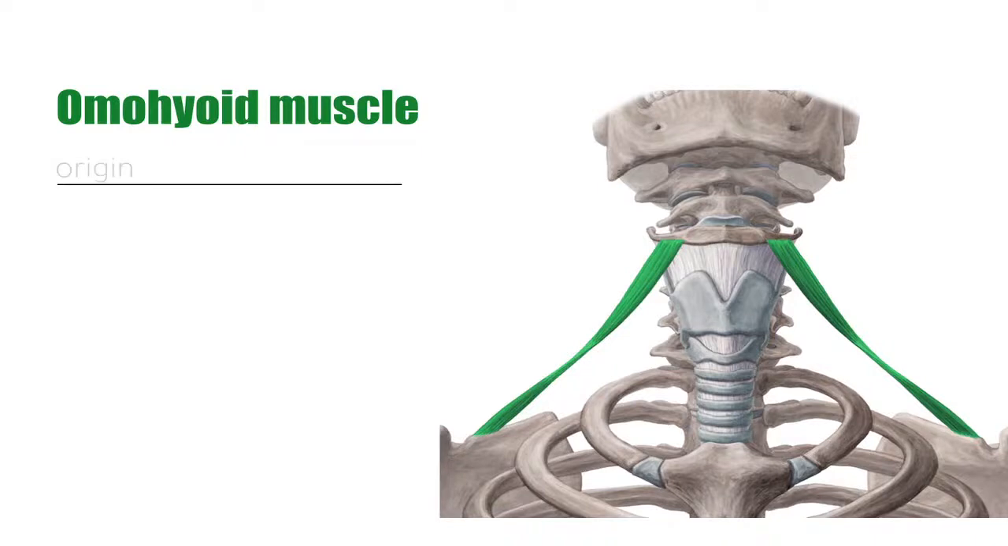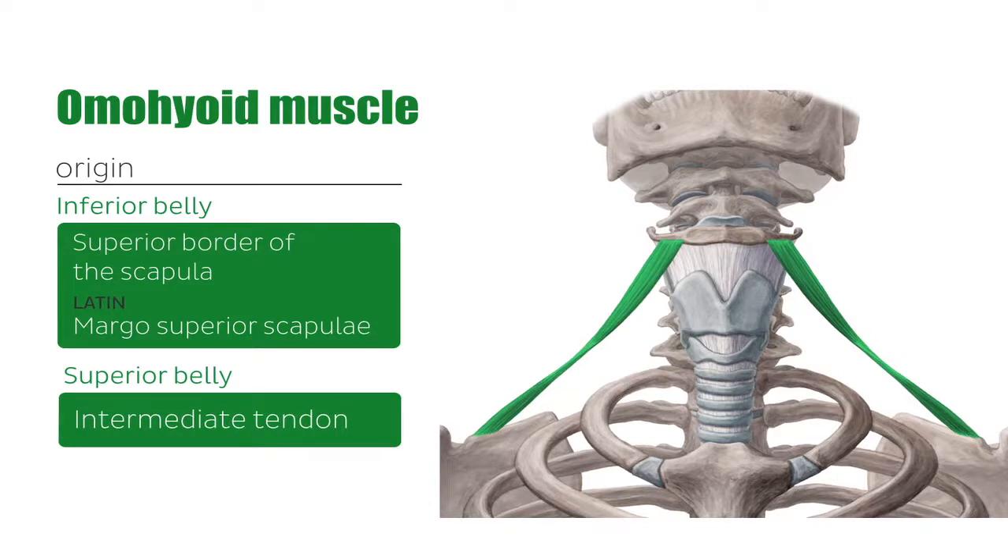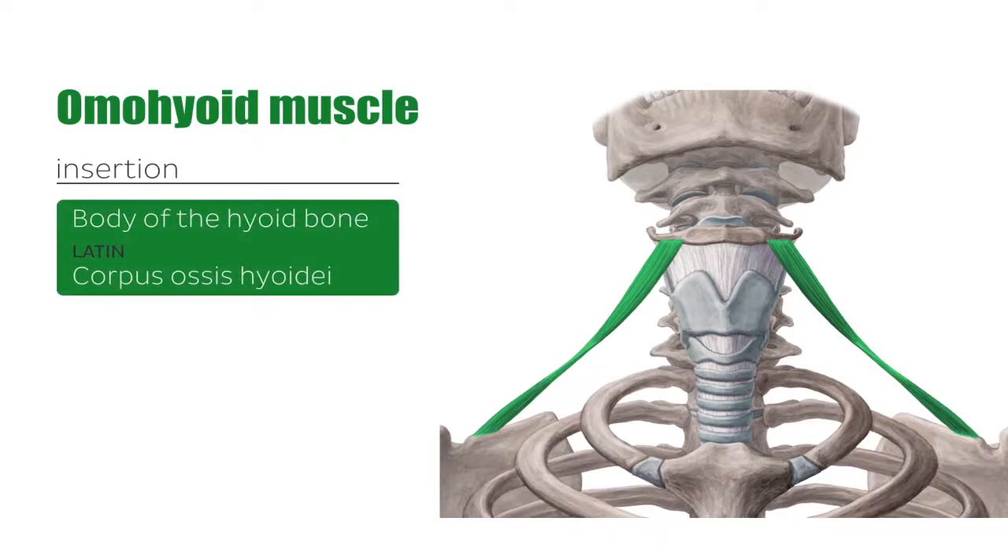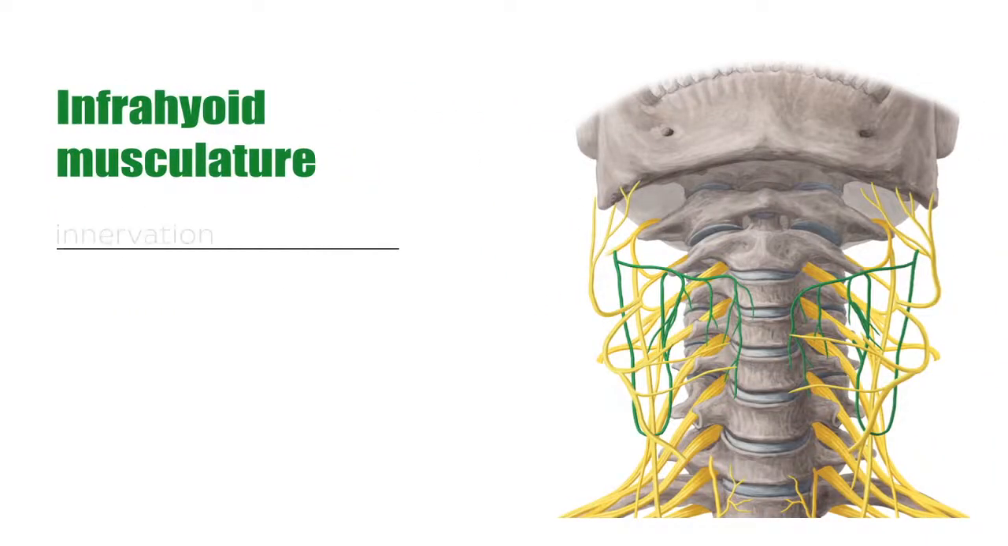Now, in terms of origin points, for the inferior belly, it begins at the superior border of the scapula and then ascends craniomedially and merges into an intermediate tendon at the height of the lateral cervical region. Now, the superior belly originates at the intermediate tendon. Now, when it comes to the insertion point for the omohyoid, distally, the muscle will attach to then the body of the hyoid bone.